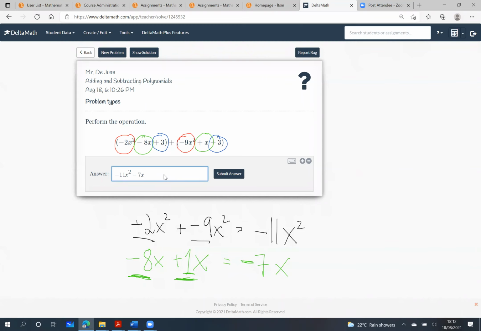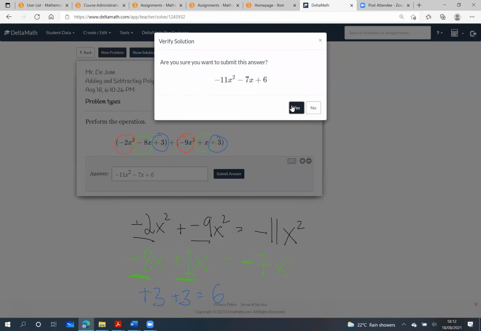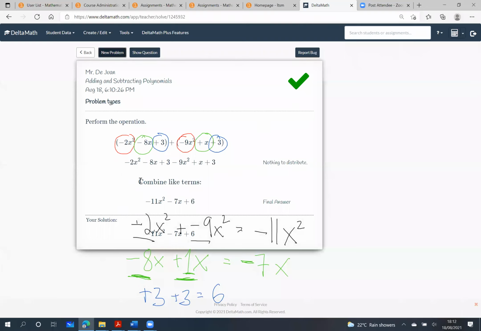Lastly, I'm going to change the color one more time: plus 3 plus 3. That's going to give us 6. So I can type in now plus 6, and that should give us the correct answer. Remember, you are combining like terms when you are adding.